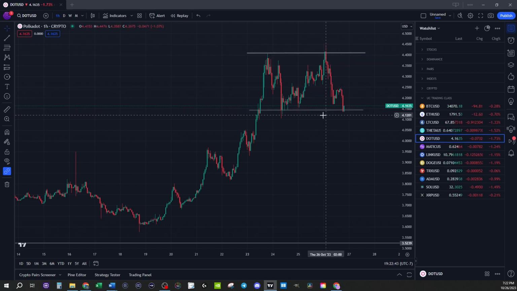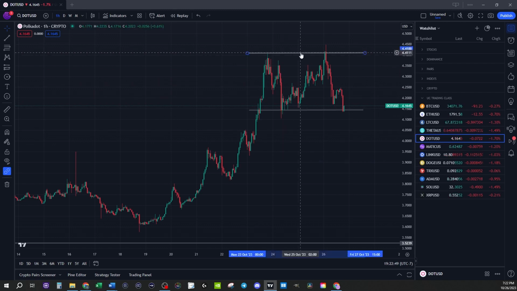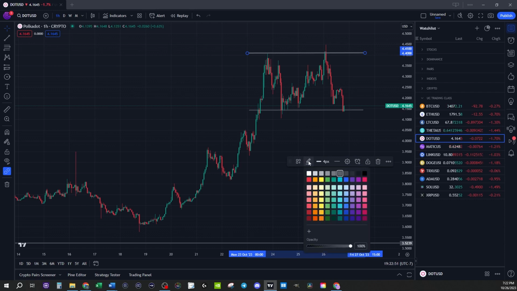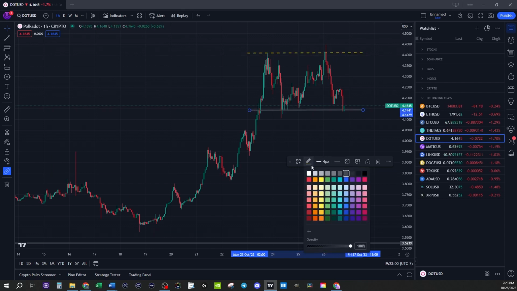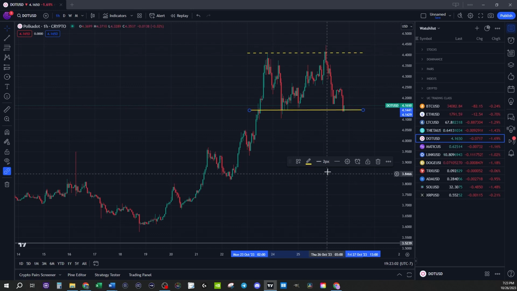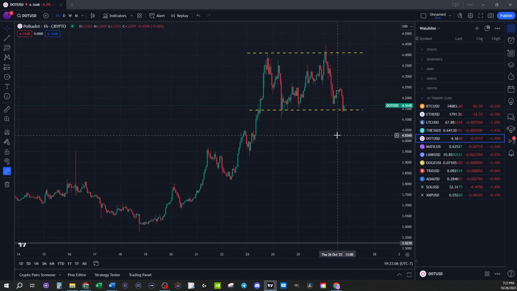And for the hourly, let's change up our support and resistance areas just so they make it a little nicer to see. So let's change them to yellow, 2 pixels, and a dashed line, just so it really sticks out and we can get in the habit of knowing what our short-term support and resistance looks like.